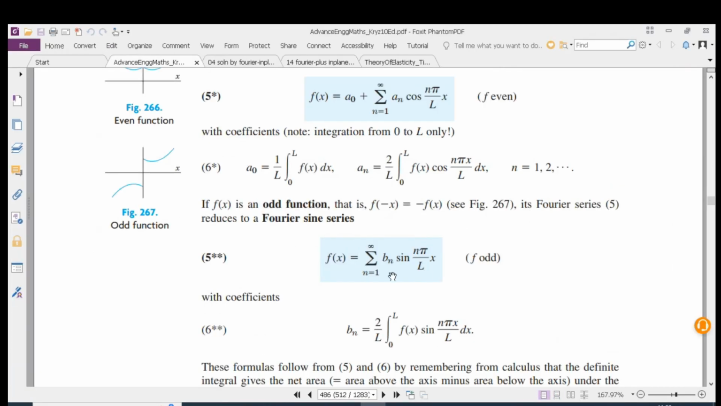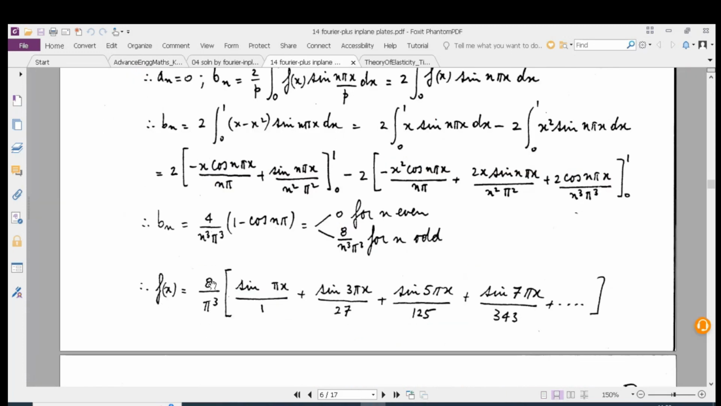Thus, we will make use of the sine Fourier series, work out our Bn first, and then find the approximate function f of x. Function f of x will come out to be 8 by pi cube, big bracket, sine pi x over 1 plus sine 3 pi x over 27 plus sine 5 pi x over 125 plus sine 7 pi x over 343 plus and so on and so forth.